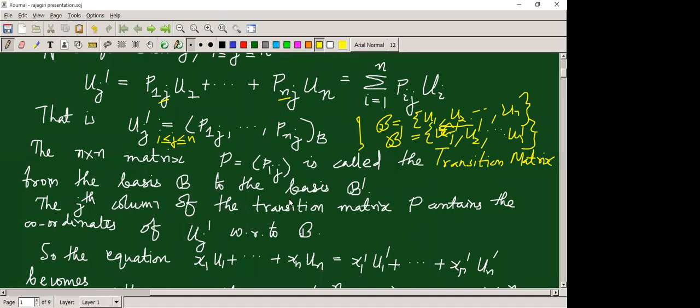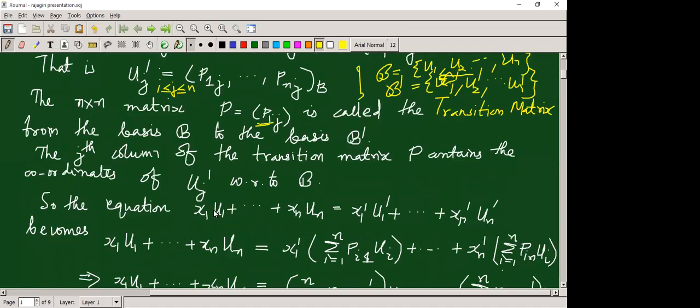So what is the jth column of the transition matrix? The jth column of the transition matrix P contains the coordinates of uj dash with respect to B. Why? Because, for example, u1 dash has the coordinate matrix P11, P21, etc., Pn1. That is actually the first column of this transition matrix. So the jth column of the transition matrix P contains the coordinates of uj dash with respect to B.